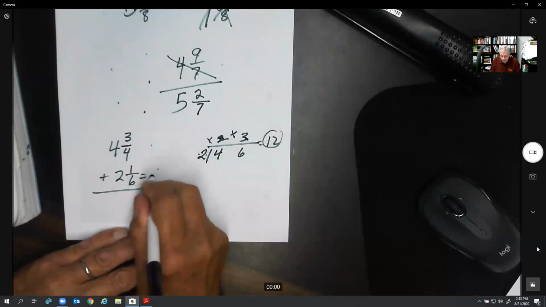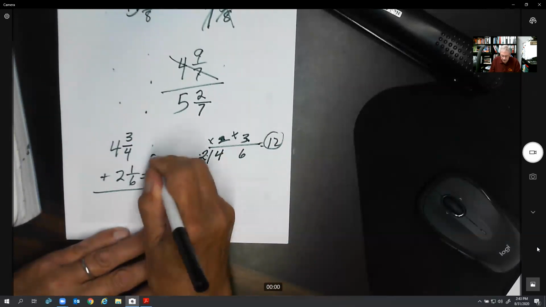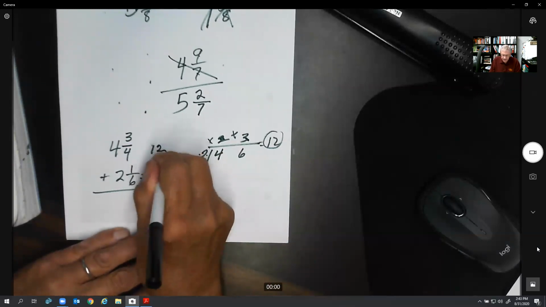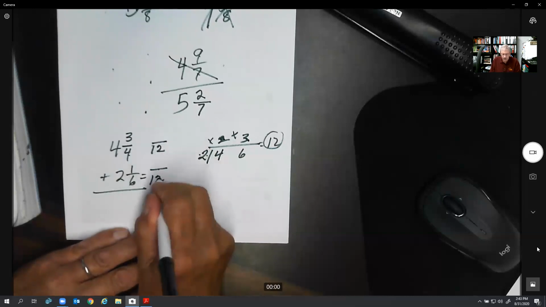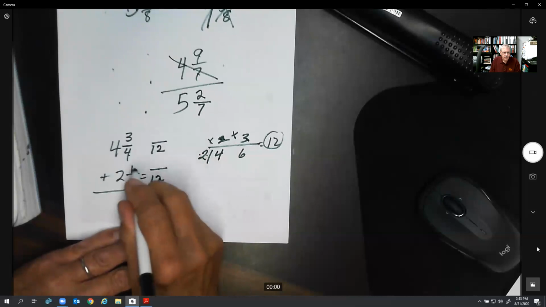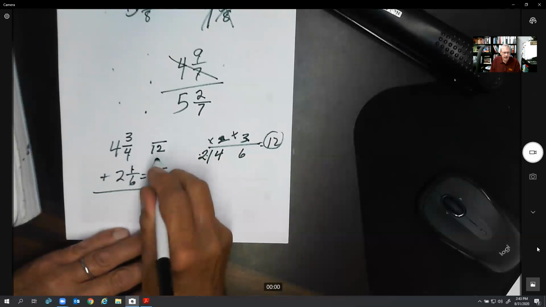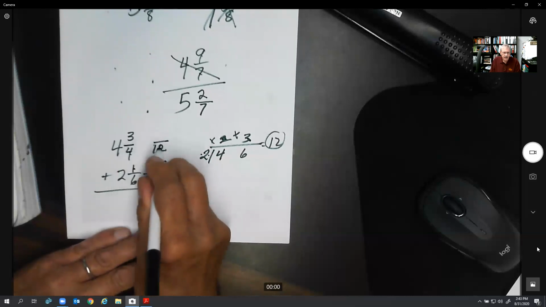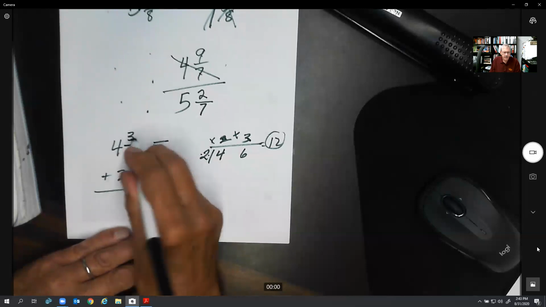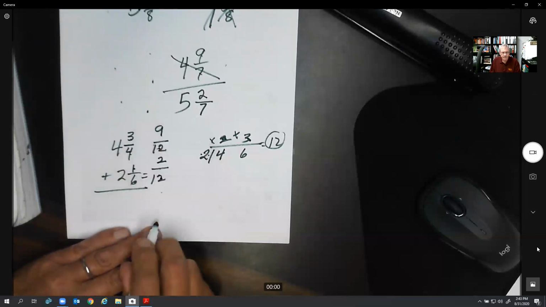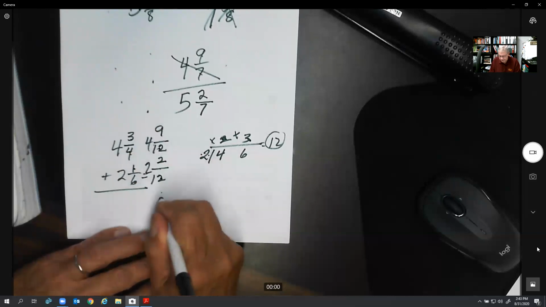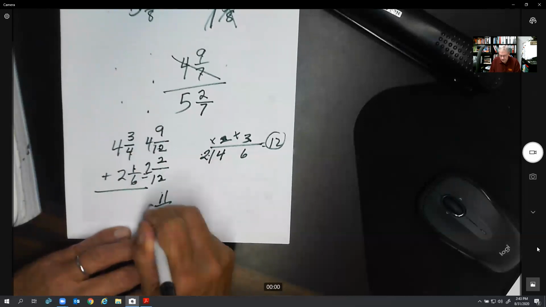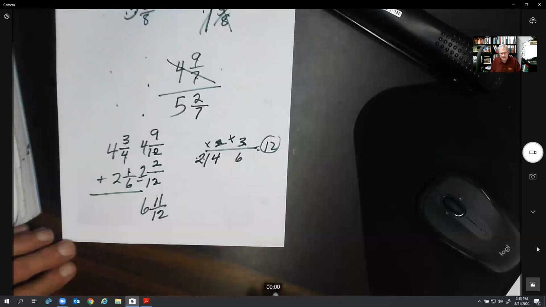12. Common denominator. Can 6 go into 12? You bet your booty. Can 4 go into 12? Yes, sirree. 6 into 12 is 2. Multiply 2, write it down. Divide 3, multiply 3, write it down. 9. I should have brought over the whole numbers, I forgot. 11 12ths, 6. 6 and 11 12ths.